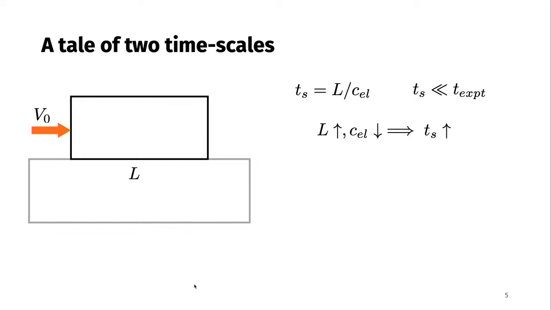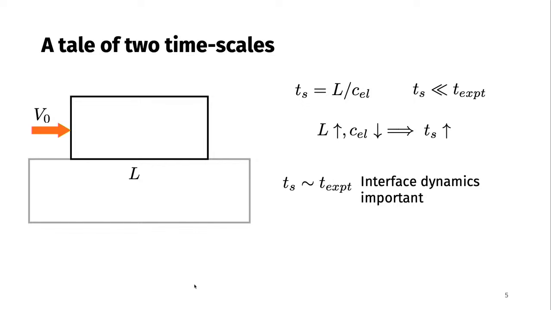Now there are obviously two ways to increase this time scale Ts. You can either make the length of the contact very long, or you can make the elastic wave speed very small. In earthquakes, the first thing happens, the length is very long. And in very compliant materials and soft materials, the elastic wave speed goes down because the modulus is lower, right? When that happens, the Ts goes up, and at some point when it becomes comparable to the experimental time scale, the interface dynamics becomes important.